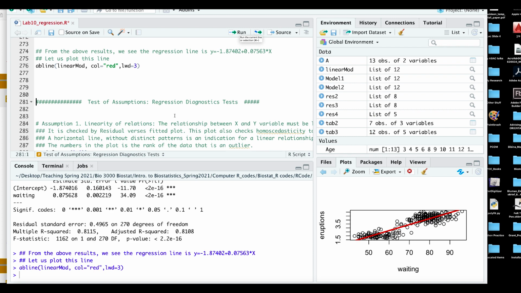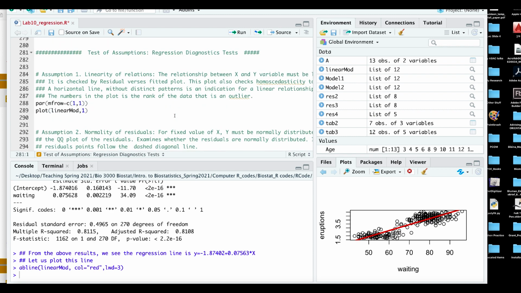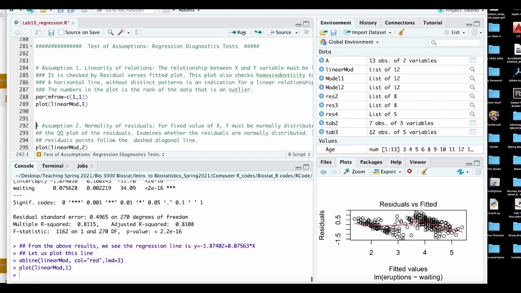Now we want to test the assumptions. The first is the linearity of the relation. How do I do that? The graphical method is plot of the linear model, comma 1. That's the linearity of the relation. So how does the plot look?